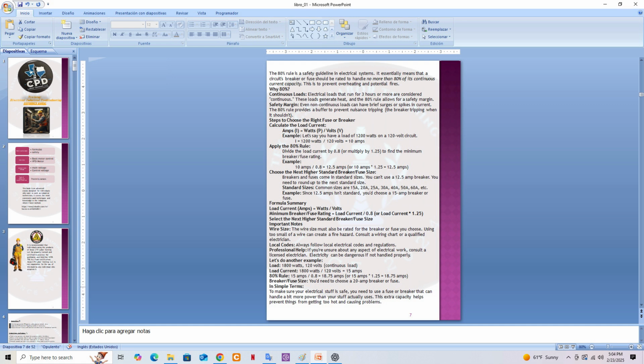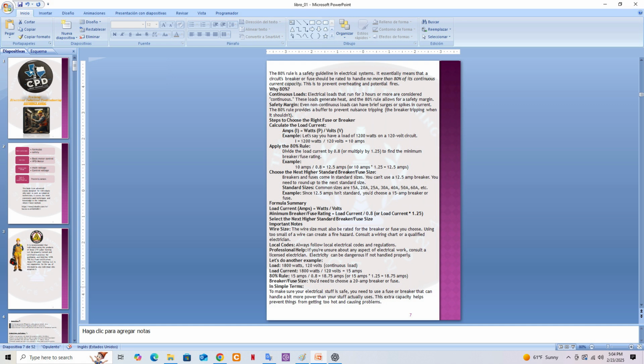The 80% rule is a safety guideline in electrical systems. It essentially means that a circuit's breaker or fuse should be rated to handle no more than 80% of its continuous current capacity. This is to prevent overheating and potential fires.